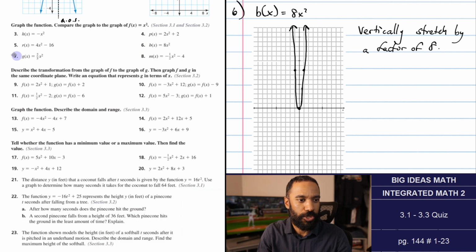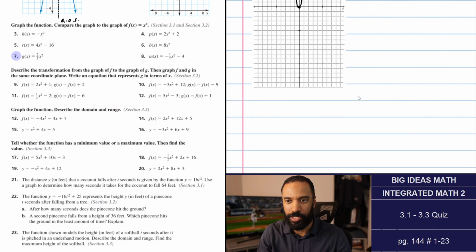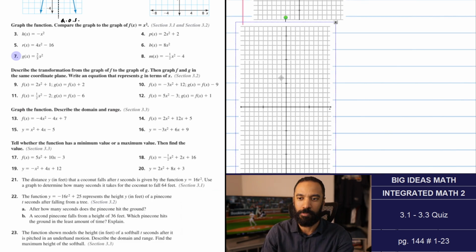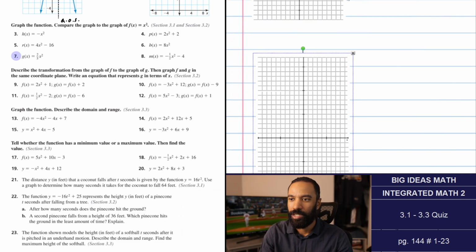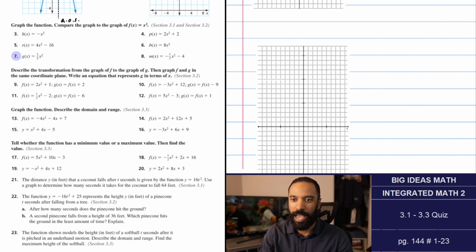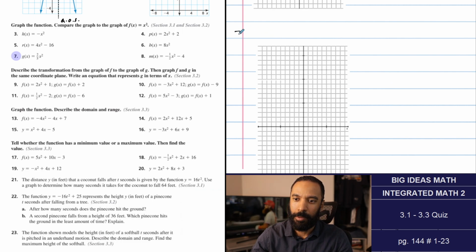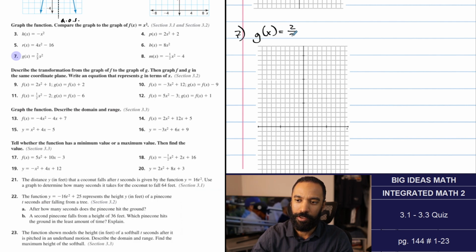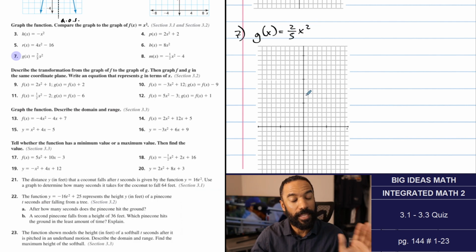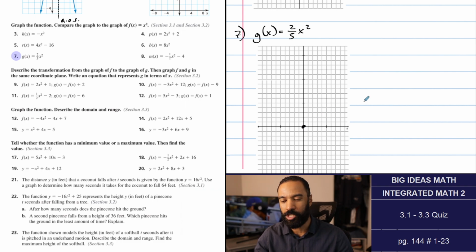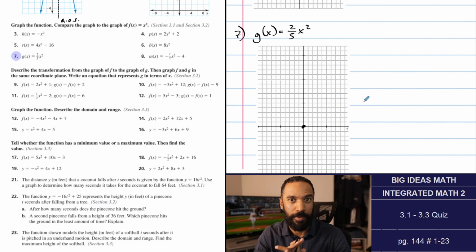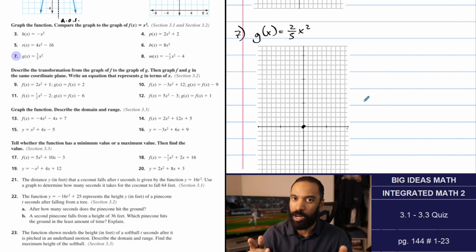Number 7. G of x equals 2/5 x squared. An interesting fraction indeed. I'll go with it as best as I can, with you guys understanding as best as we're able to. Once again, the vertex is at the origin, but now we multiply all of our things by 2/5. You're just going to have to bear with me on the numbers. They're not fantastic.